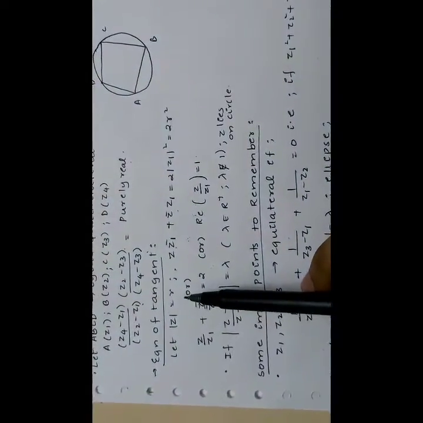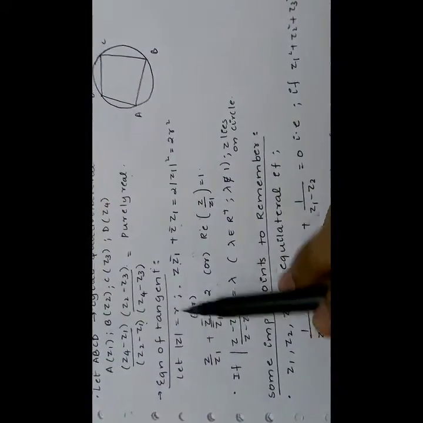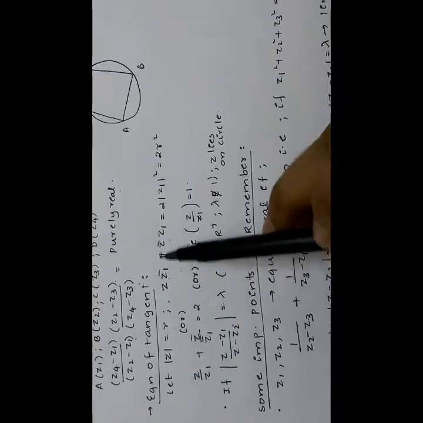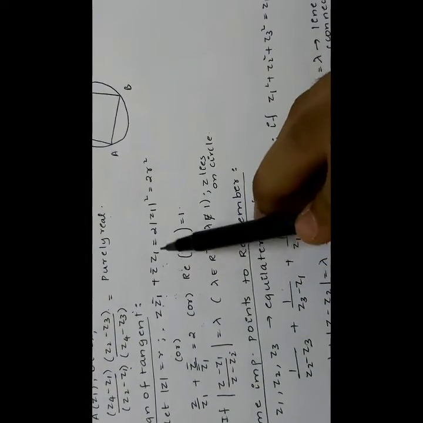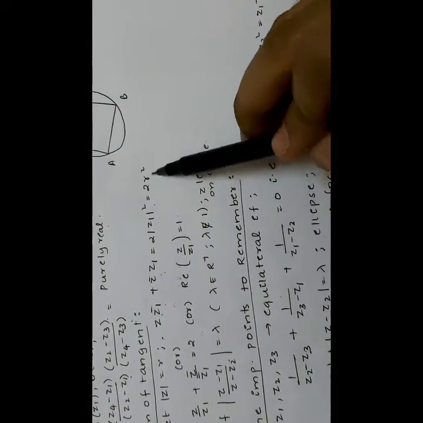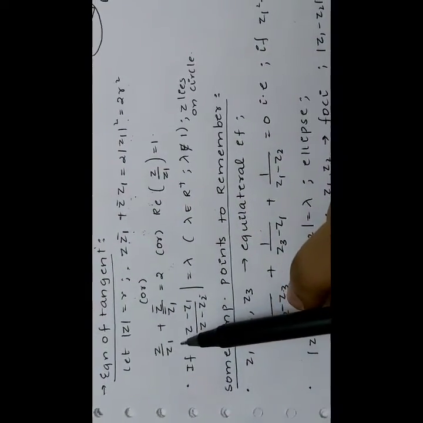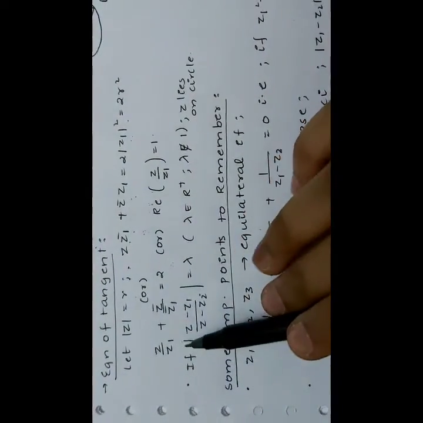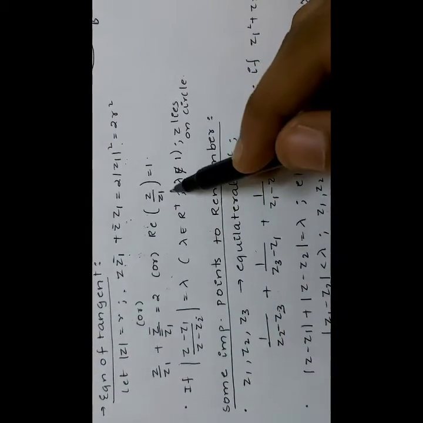The equation of tangent can be given as, let modulus of z be r. Then the equation of tangent is z z1 bar plus z bar z1 is 2 into modulus of z1 whole square, that is 2r square. Or it can also be given as z by z1 plus z bar by z1 bar is 2. Or real part of z by z1 is 1.